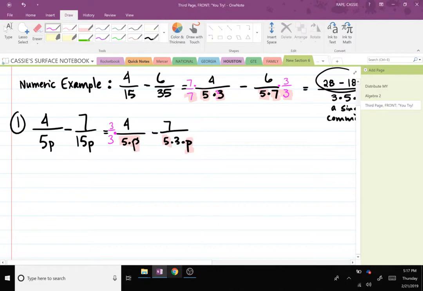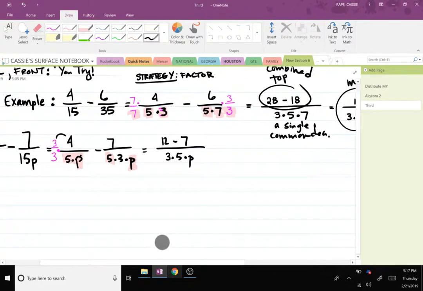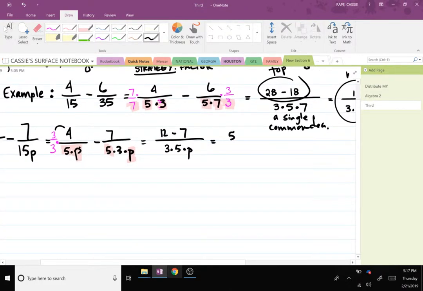Okay, and what that's going to do to the first one is it's going to give you a common denominator for both of the rational expressions of 3 times 5 times p. I'm just going to leave that factored and unmultiplied right now, because I need to see what math is going to happen on the top. So I do the math here. 3 times 4 is 12, minus, no math happened to the 7. And 12 minus 7 is equal to 5. And then this bottom part, 3 times 5 times p. I've done the math on the top.